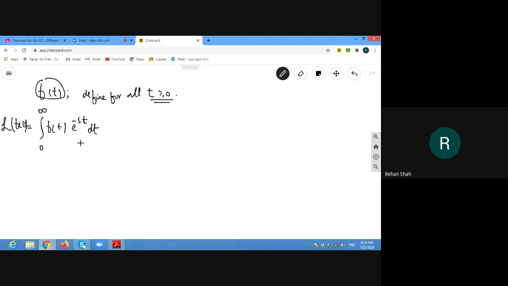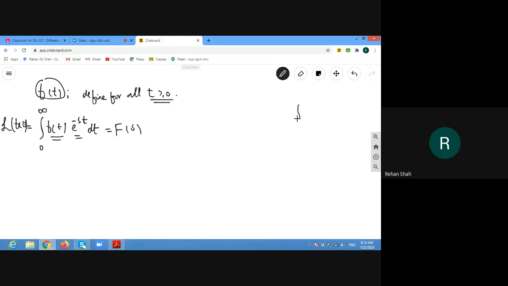So Laplace says that if you multiply the function which you want to convert with an exponential function e power minus st, and integrate the product of these two functions from 0 to infinity, you will get another function which will be a function of s, and that function of s is actually the transformed function.